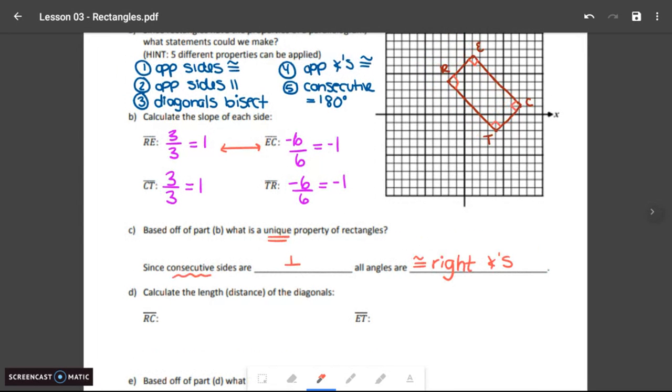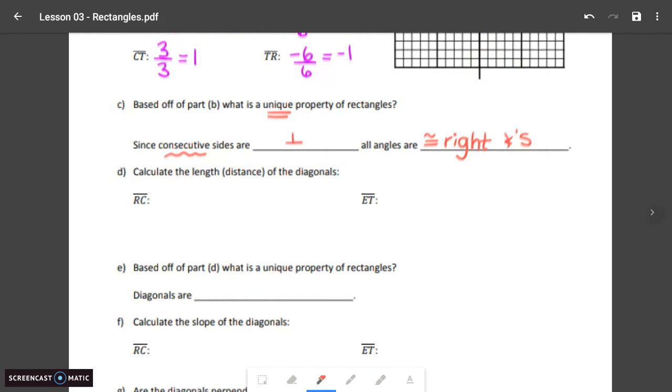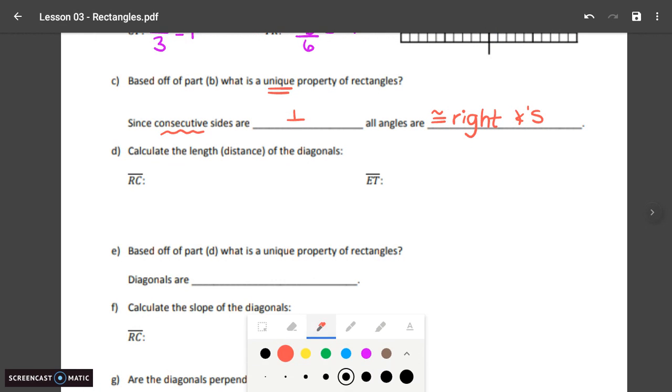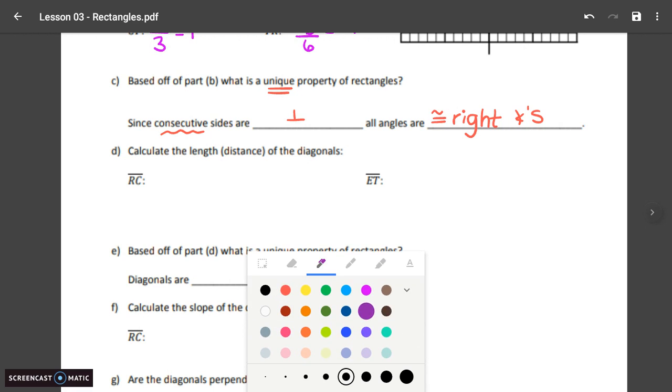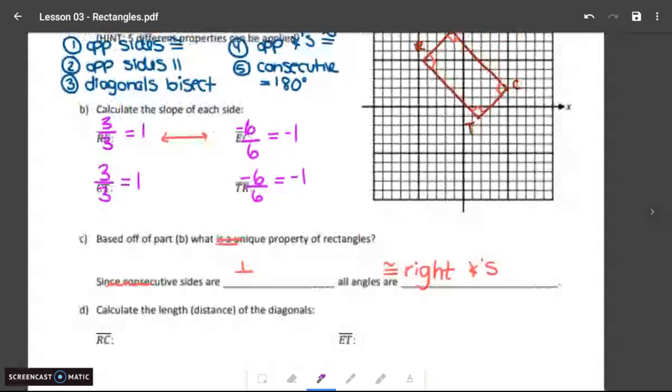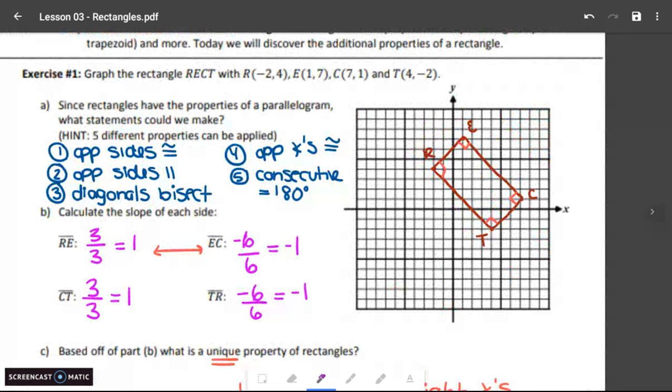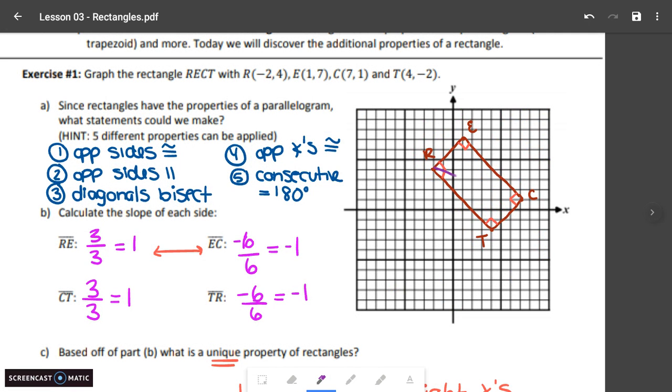So now all the angles, not just the opposite angles, are congruent. They still are, and they're still the supplementary angles that are consecutive, but every single angle is equal to 90. Now we're going to do something a little bit different here. We're going to check out the diagonals of this shape. So I'm just going to draw in my two diagonals. So we have here RC and ET. So remember, they're just the opposite letter points connecting to one another.